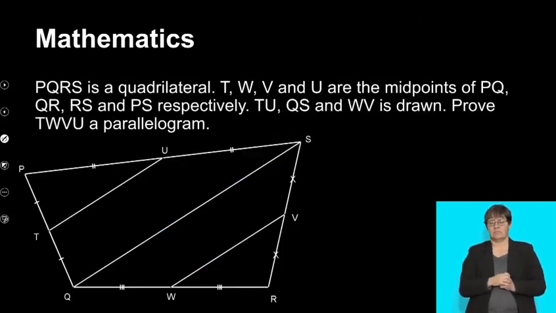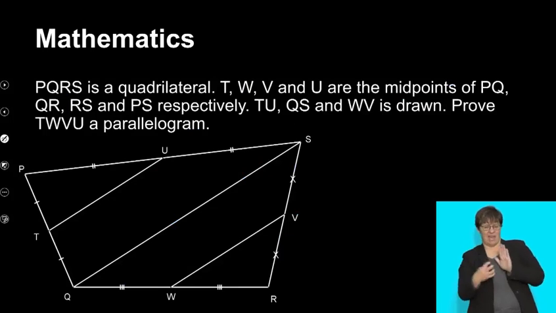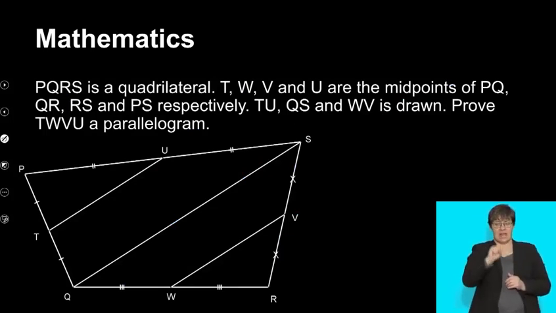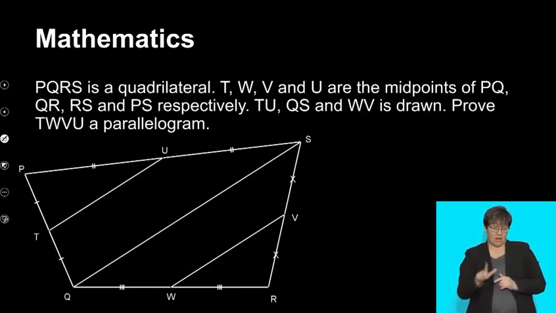And now they give us another shape, which is PQRS, which is a quadrilateral. It's not a regular quadrilateral, so that is the most interesting thing here. T, W, V, and U are the midpoints. I'm just going to stop there.